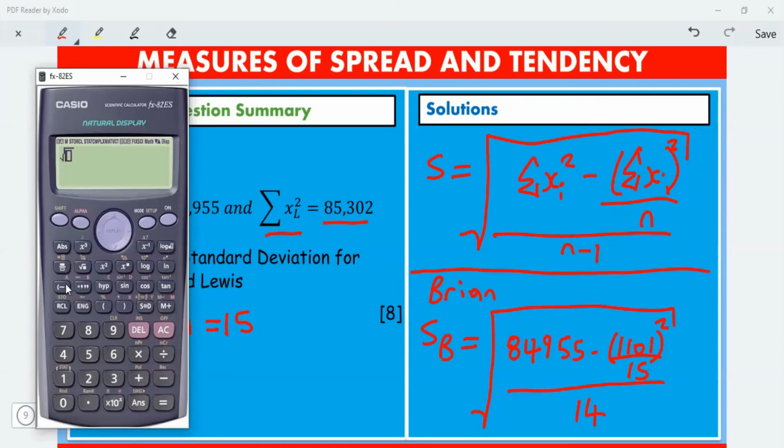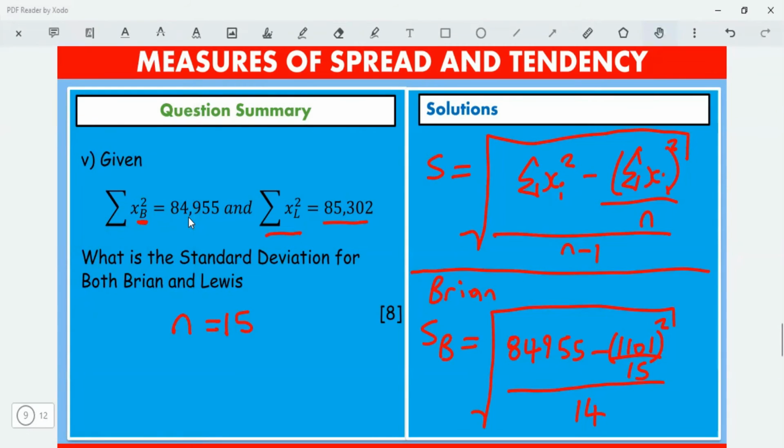So you put the square root of, in bracket, 84,955 minus another fraction here. The calculator is smart, everything can go in it at one time: 1101 all squared divided by 15, and all of that divided by n minus 1, which is 14. We punch that in the calculator, we square root it, we get 17.2. So that's the standard deviation for Brian, 17.2.